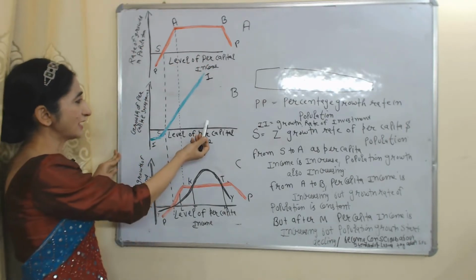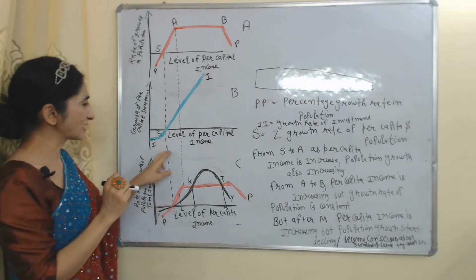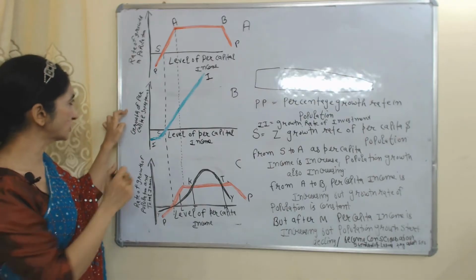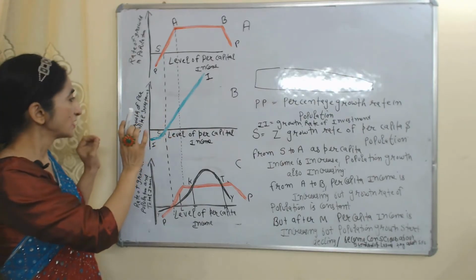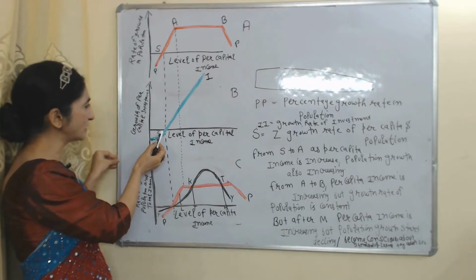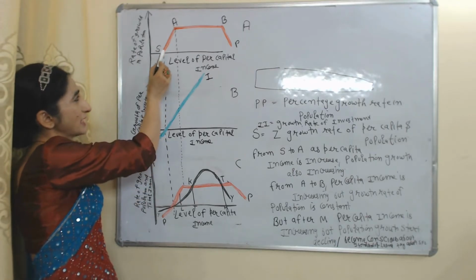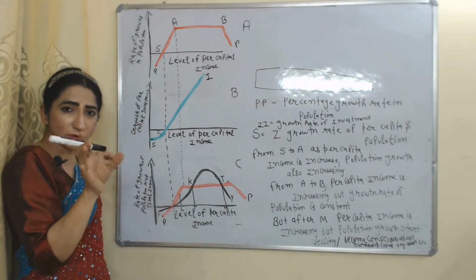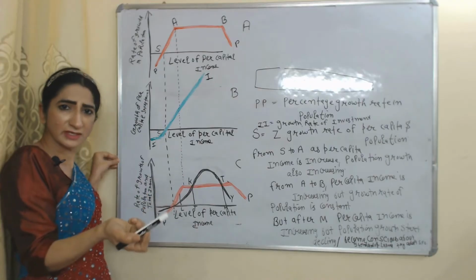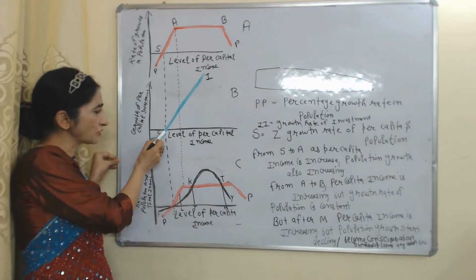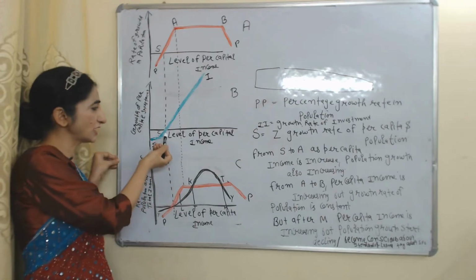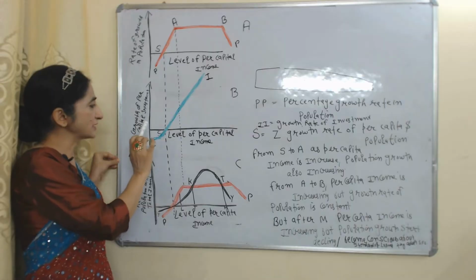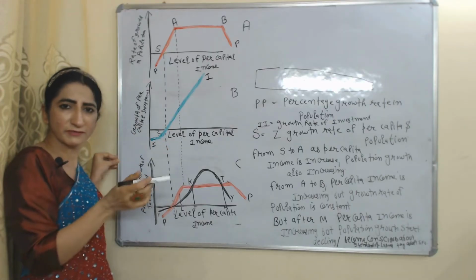Now we will see diagram B. In this diagram, on the x-axis we have the level of per capita income and on the y-axis we have the growth of capital investment. Here you can see this point C is connected with this point S, and this point S shows zero growth rate of per capita income and population. If the growth rate of income is zero, that means saving is zero. So this point mainly shows zero saving. If saving is zero, that means investment is zero, the growth rate of investment is zero. So we can say that at point C, the growth rate of investment is zero.